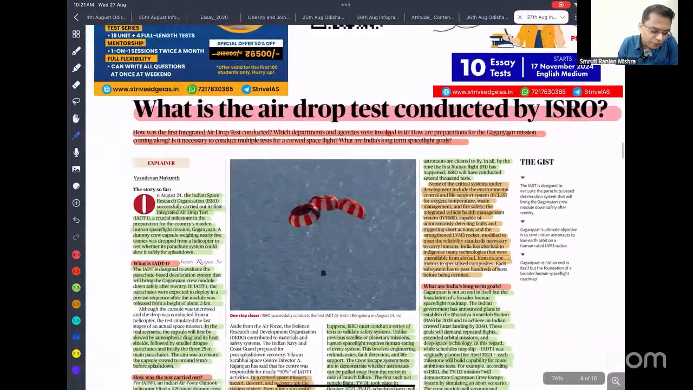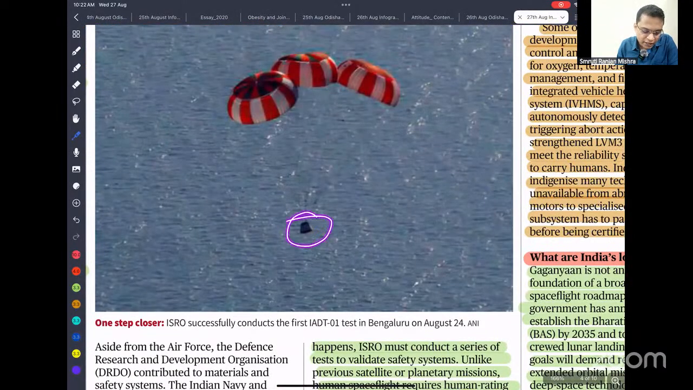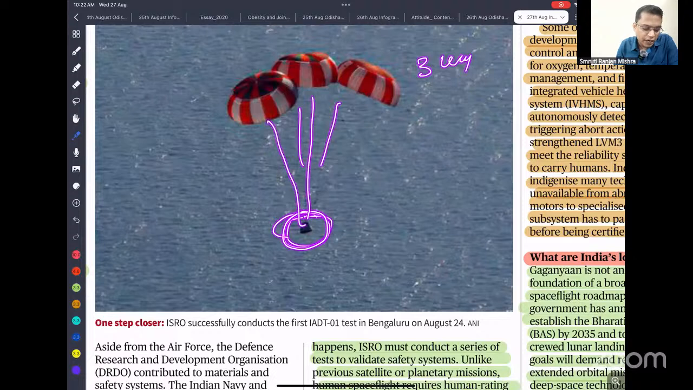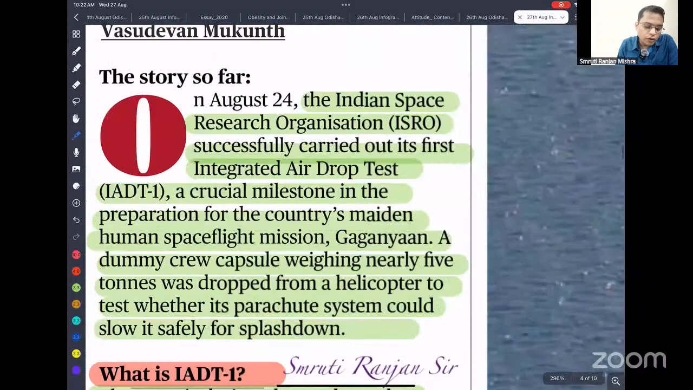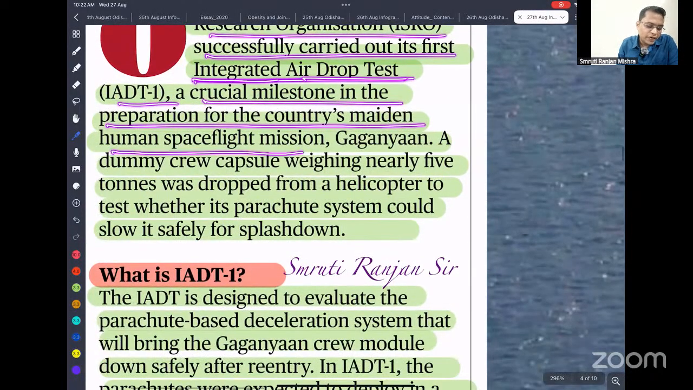So next one is, what is the drop test conducted by the ISRO? Recently ISRO conducted a drop test. They carried the crew module to a height of 3 kilometers, and from 3 kilometers they dropped it, and three parachutes opened, which led to the controlled descent of that pod. So in August 24, the Indian Space Research Organization successfully carried out its first indigenous integrated airdrop test, a crucial milestone in preparation for the country's maiden human spaceflight mission, that is Gaganyaan.